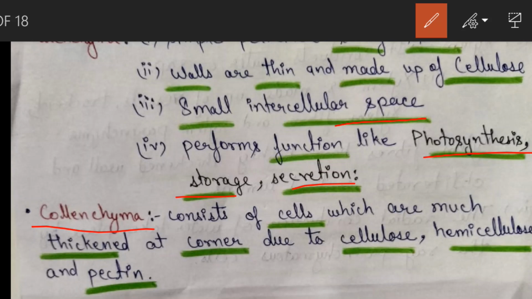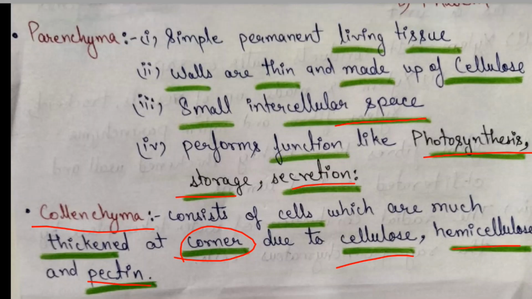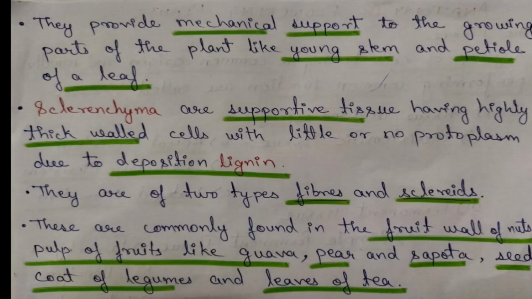Second one, we have collenchyma. It consists of cells which are much thickened at corner. You have to remember this point, due to cellulose, hemicellulose and pectin. They provide mechanical support to growing part of plant like young stem and petiole of a leaf. They are also known as living mechanical tissue.